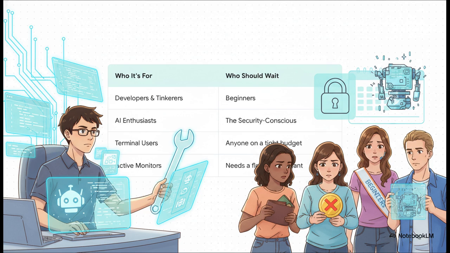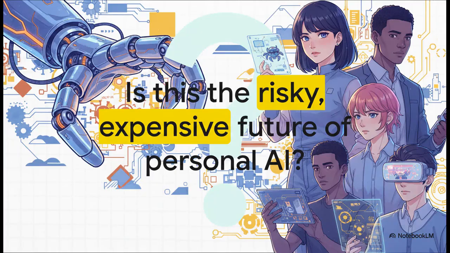But if you're a beginner, if you're very security conscious, if you're on a tight budget, or if you need an assistant that is 100% reliable all the time, it's probably best to just wait and let this thing mature a bit. Which leaves us with this one final thought. Clawdbot gives us this fascinating, and yeah, maybe a little frightening glimpse into the future. A future where these AI agents are deeply woven into our lives, with just immense power, but also significant risks and costs. So is this the future of personal AI? For now, it's a future that's been unleashed, but maybe only for the brave to explore.